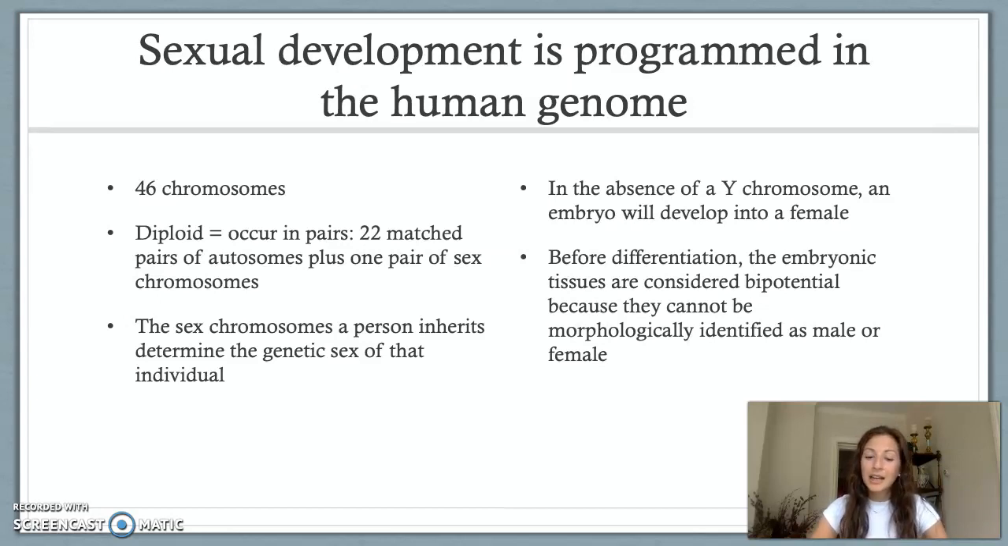A zygote that only inherits a Y chromosome will die because the larger X chromosome contains essential genes that are missing from the Y chromosome. In the absence of a Y chromosome, an embryo will develop into a female. For this reason, a zygote that only gets one X chromosome will develop into a female. Two X chromosomes are needed, however, for normal female reproductive function. The sex of an early embryo is difficult to determine because reproductive structures do not begin to differentiate until the 7th week of development. Before differentiation, the embryonic tissues are considered bipotential because they cannot morphologically be identified as male or female.